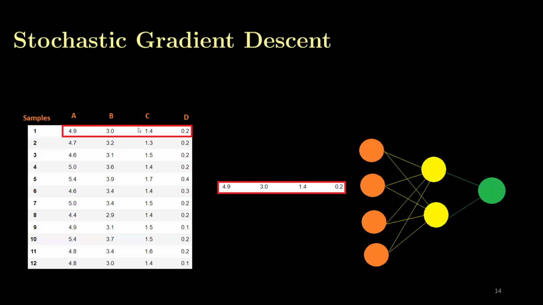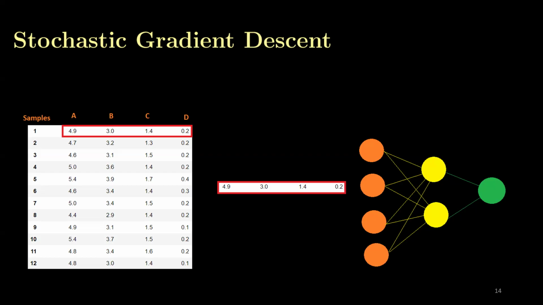So if we use one sample at a time, then this is the example of selecting one sample. We see our data set has 12 samples. If I take one sample, it has four features: A, B, C, and D. So this is the example of one sample, and this sample has all four features A, B, C, and D. When I have to train my neural network on this sample, I have to take the number of neurons in the input layer equal to the number of features present in the sample.